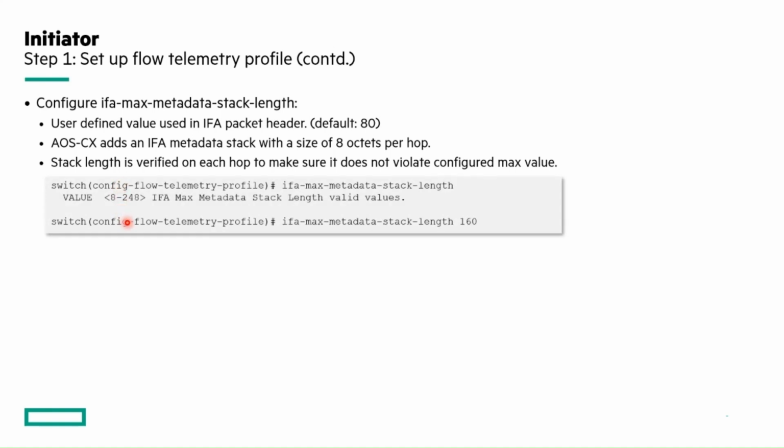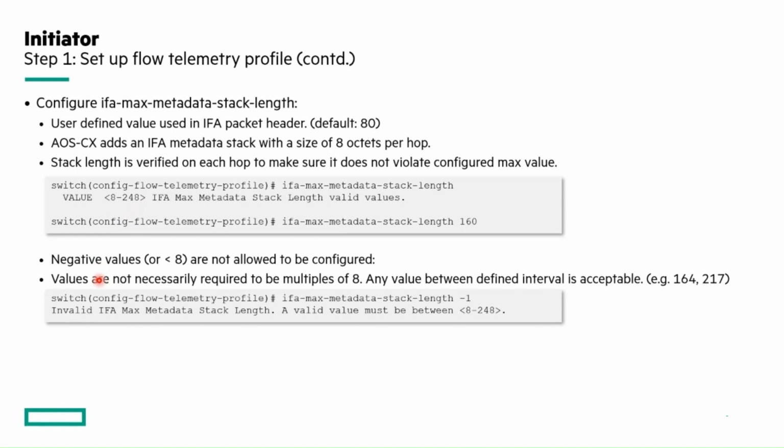Again, similar to max hop length, this has a default of 80, and you can configure it between 8 and 248, which is its allowed range. Negative values or values smaller than 8 are not allowed to be configured. Values are not necessarily required to be multiples of 8. Any value defined in the interval is acceptable.